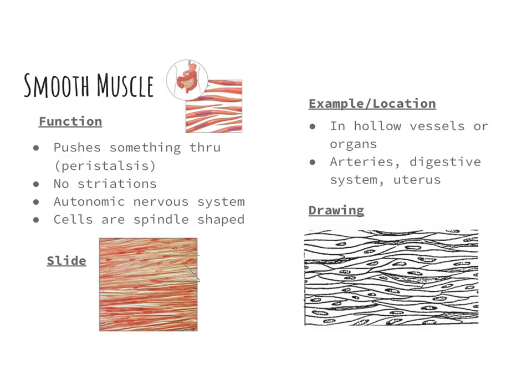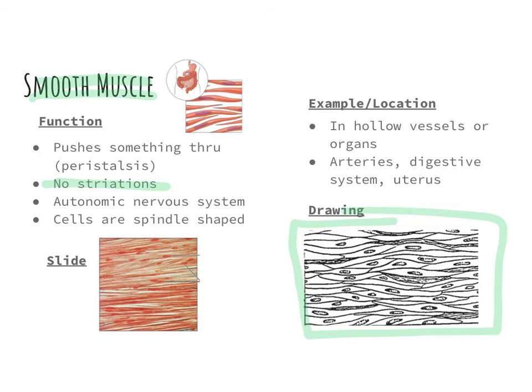Okay, and the last type of muscle is called smooth muscle. The key word here being smooth. If you look at your flashcard picture, you'll notice there are no striations in this muscle. There is none of that striping like in the other two. That is why it is called smooth, because it does not have the striations that the other two do.